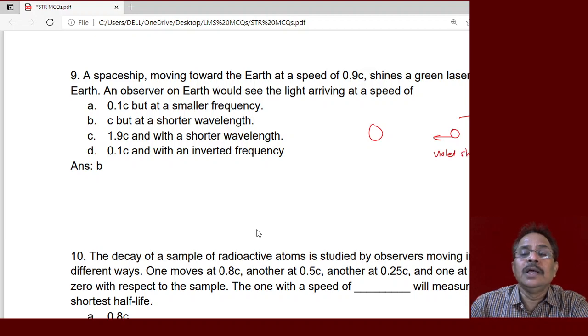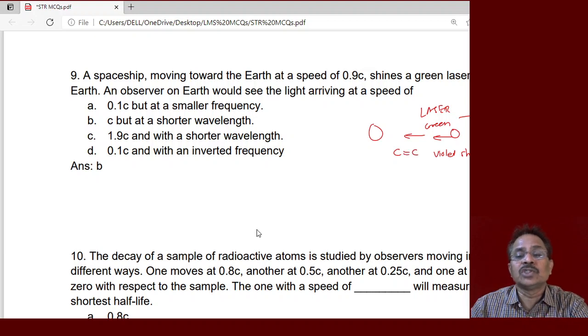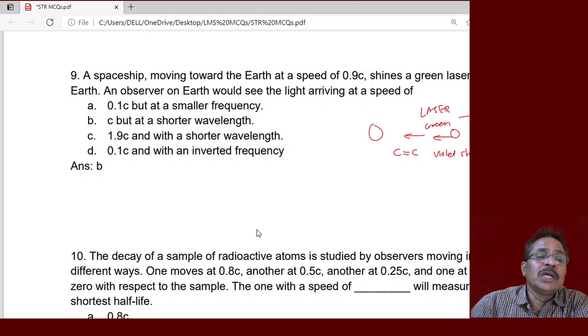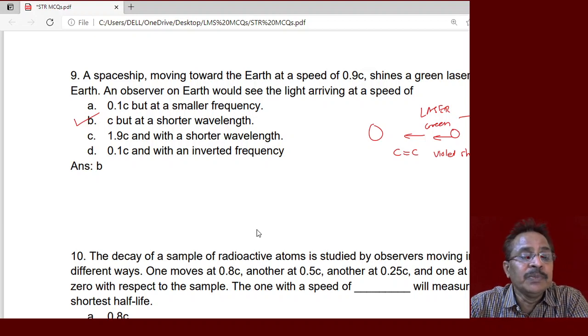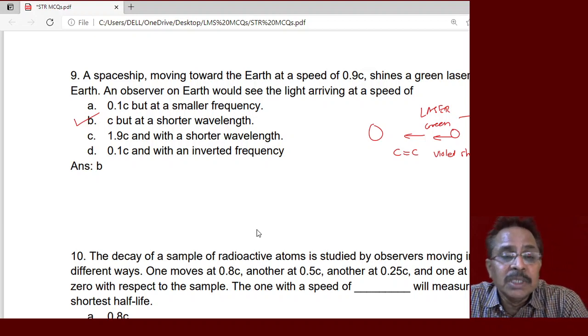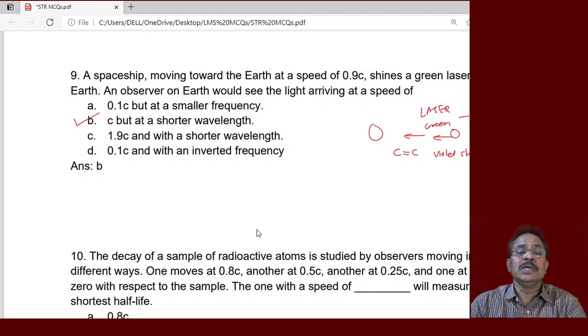So this laser, which is green in color here, this particular radiation approaching towards Earth, its velocity will be the same as the velocity of light according to the second postulate of STR, but its wavelength must go on decreasing because it is going towards violet shift. So there will be some shorter wavelength, and hence the correct option of this question number 9 is B. It will be of shorter wavelength, but the velocity must be the same, that is equal to c. So there should not be any change in velocity, but there should be a change in the wavelength, because this is the case of violet shift.